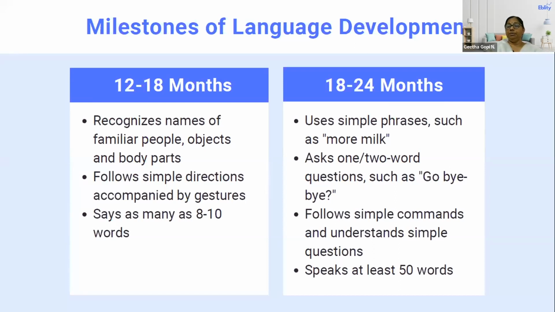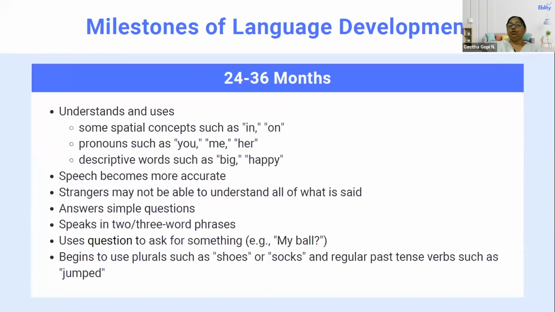So when you ask, they're able to respond accordingly. And by this time, the vocabulary has developed fairly well, almost up to 50 words. And then 24 to 36 months, that is 2 years to 3 years of age, a lot of the prepositional concepts, like the spatial concepts, such as in the box or on the table, or behind or in the front, in the back, all these kinds of prepositional spatial concept words, they start understanding and using some of these.